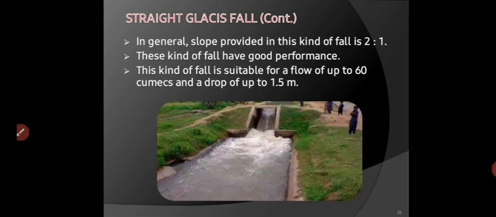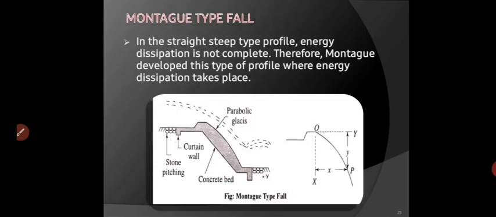This is its view. Now, Montague type fall. This is the figure of Montague type fall. In the straight, steep type profile, energy dissipation is not complete. Therefore, Montague developed this type of profile where energy dissipation takes place. Right, so this is a special type of parabolic glacis. I already told you that glacis is nothing but the concrete flooring work, right? So here the parabolic shape of the concrete bed provides smooth disposal of water from the fall location.